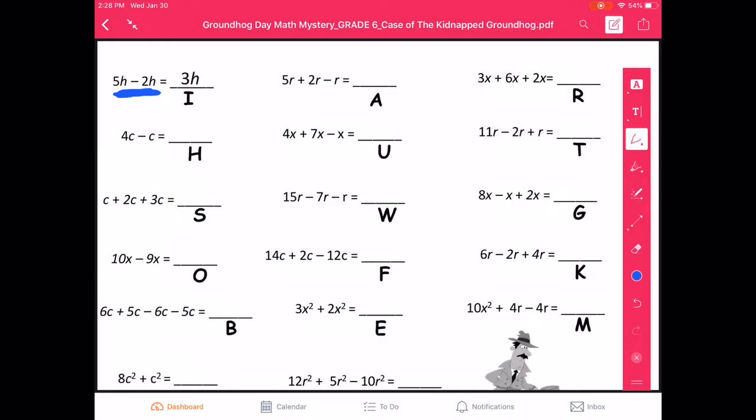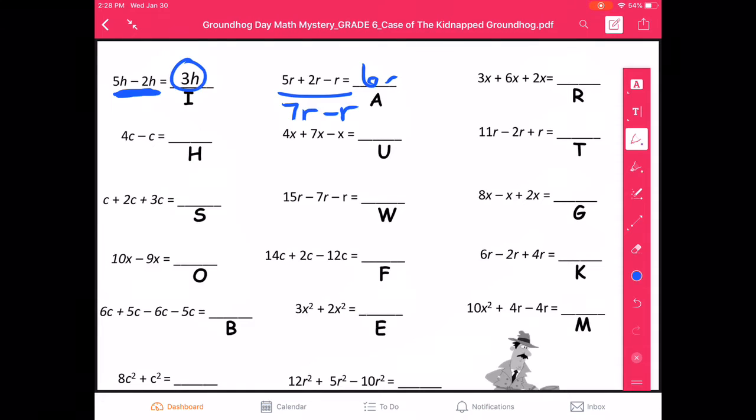Okay, so we have 5h minus 2h. Well, it's the same thing as saying 5 apples minus 2 apples. Well, how many apples do I have? I have 3 apples or 3 h's. Same thing over here with letter A. If I have 5, and you think of radios or R as radios, 5 radios plus 2 radios gives me 7 radios, minus a radio equals, I have 6 radios, or 6R.